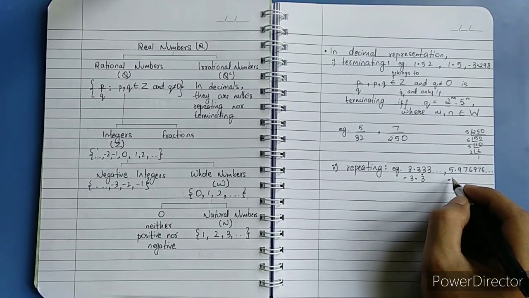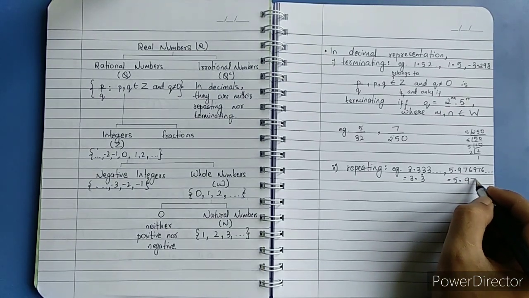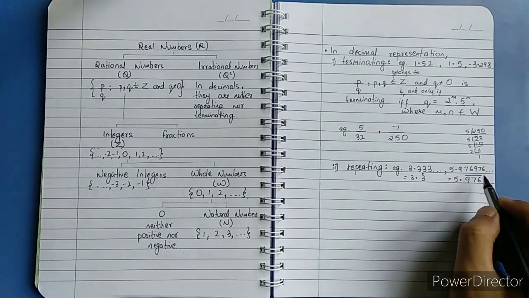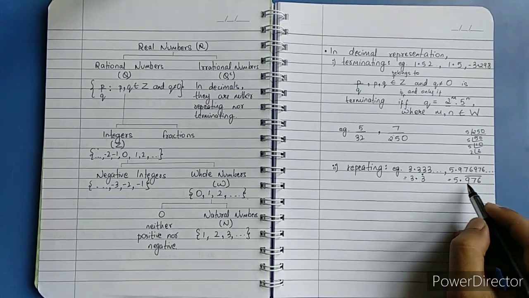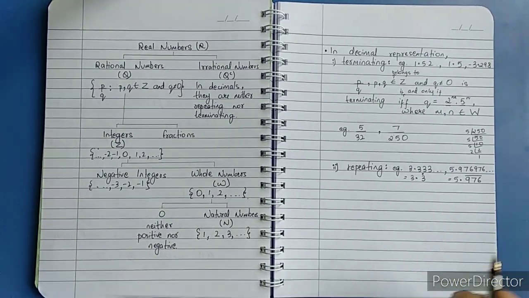And this one we can also write as 5 point, and since the 3 digits 976 are repeating, we write 976 and put a bar over 976 together. This bar means that the digits 976 are repeating again and again.